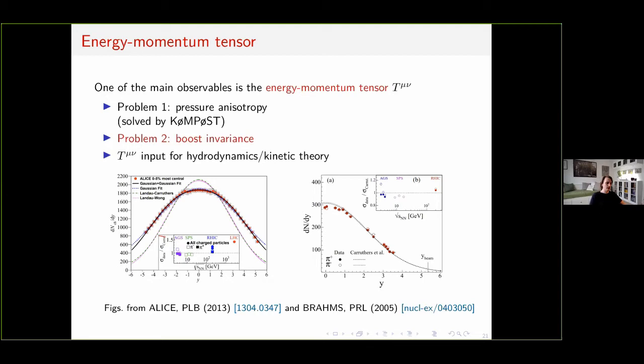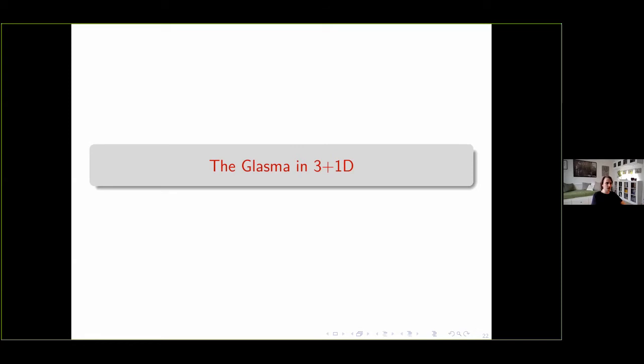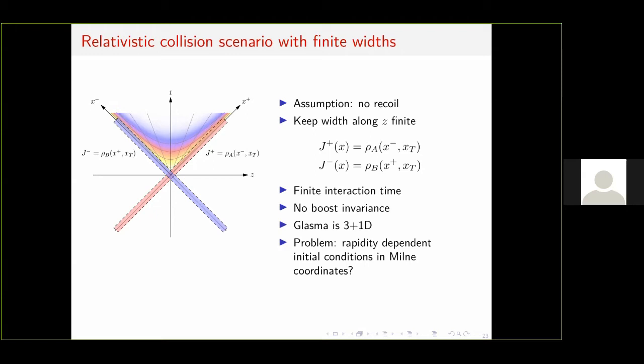Glasma. And this brings me now to the second part of the talk, the Glasma in 3+1D, where we try to do this basically. So if we want to have the Glasma in 3D, we go back to the drawing board, right? We look at the assumptions that we made earlier. And one of the assumptions that we like to keep, because it allows us to still have these single nucleus solutions in Yang-Mills, is to still assume that the nuclei don't feel any recoil, but we will drop the assumption that they're infinitesimally thin. So we want to keep this finite width, right?